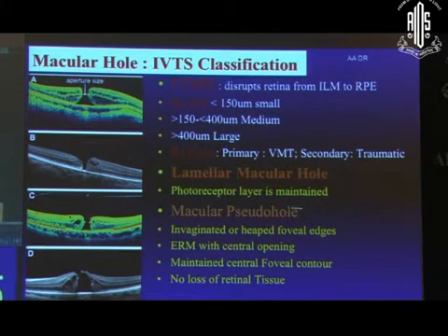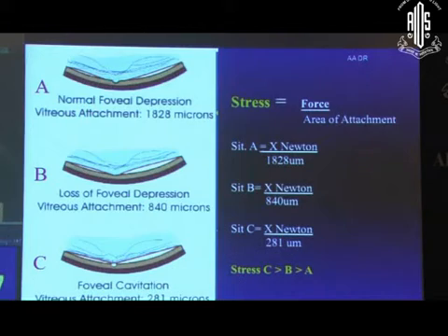A lamellar macular hole, one of the basic concepts is the photoreceptor layer is maintained. Or you can have a pseudomacular hole, which is invagination of the heaped foveal edges, ERM with a central opening, as Malika showed in a picture, maintains central foveal contour and no loss of retinal tissue.